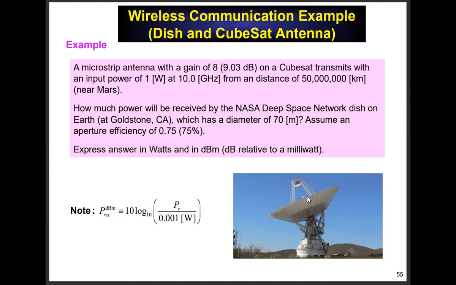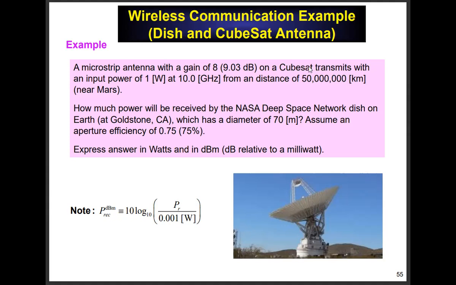I just made that up. I didn't look it up. I don't know exactly what it is, but it's probably a reasonable number. Anyway, in this example, NASA is using this dish to communicate with a CubeSat. Remember, I showed you one of those small satellite things, 10 by 10 by 10 centimeters. This CubeSat is orbiting Mars, at a distance of 50 million kilometers between Earth and Mars.